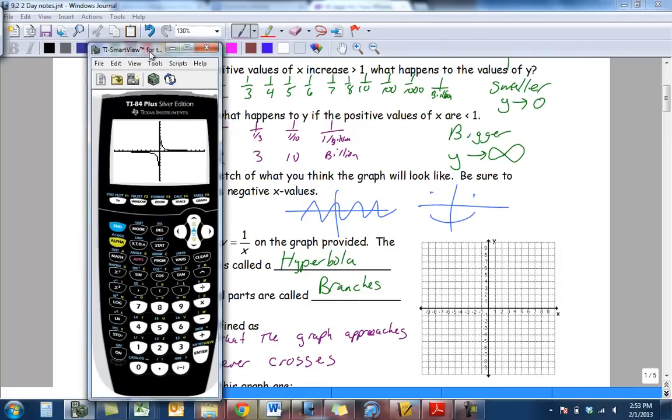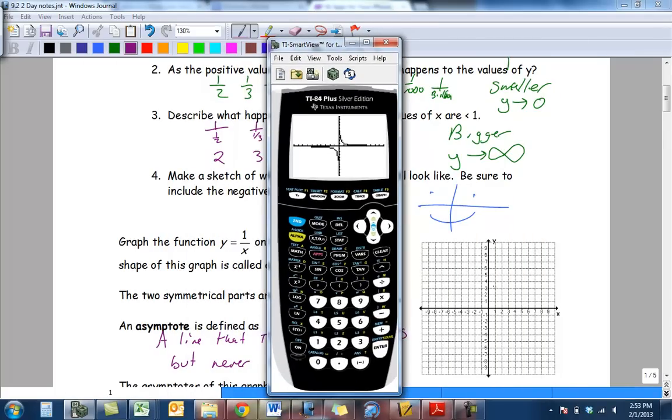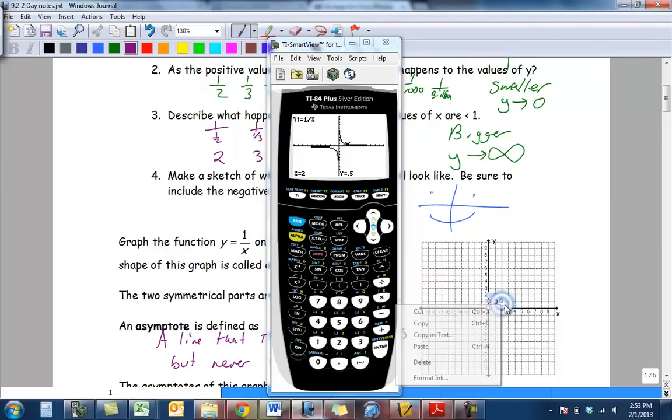Now here's the thing. I gave you a grid here, right? So remember how I feel about grids. If I give you a grid, I want pretty points. So there are a couple of ways to do this. I'm a trace guy myself. Press trace and then plug in, I don't know, put in 1. You put in 1, you get 1, 1. So then plot that point. 1, 1 would be right there. Then put in 2. Hey, just for fun, let's put in 0.5.